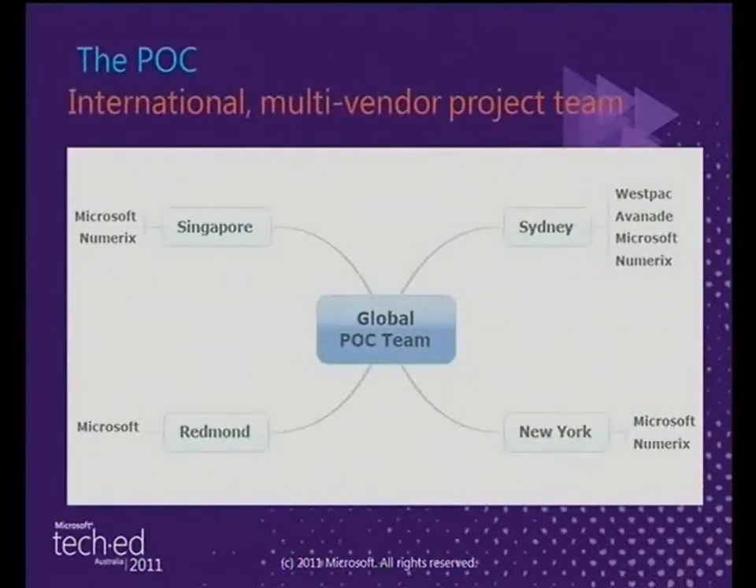To do this proof of concept, although it initially sounded quite simple, yeah, we can fix this Excel problem, it actually required a global team to do it, a multi-vendor global team. Numerics in Singapore and in New York, Microsoft, Redmond and Sydney, also New York, collaborating over time zones.